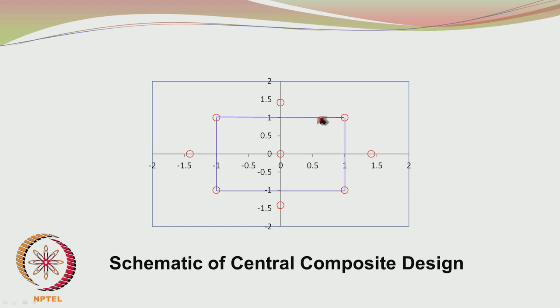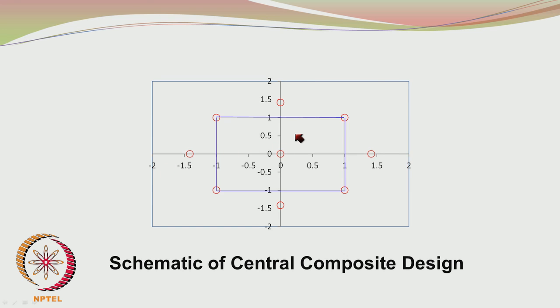These are the points in the experimental space. As usual, the 2 power 2 factorial design has 4 corner points, each located at minus 1 and plus 1. So, this would be minus 1, 1, 1, 1, 1 minus 1 and minus 1, minus 1, the usual factorial design, and this is the center points. You can have more than one center point.